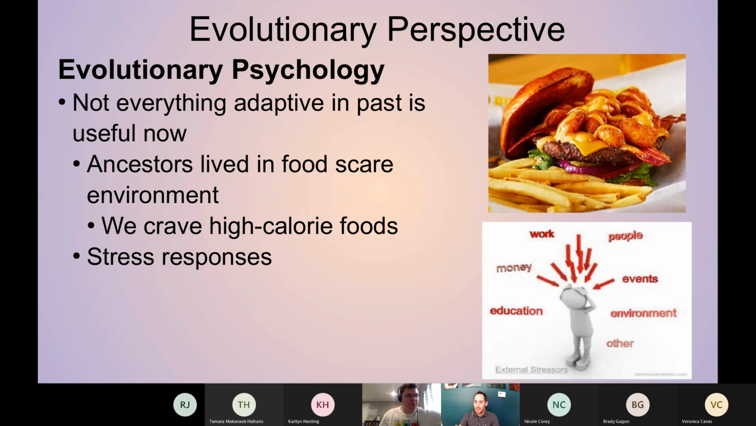So I see Mackie is raising his hand. We've got another hand raised.